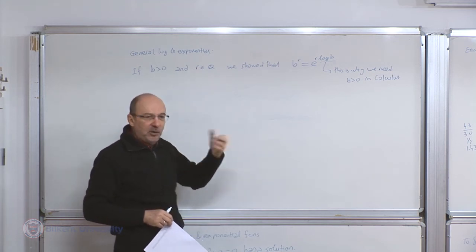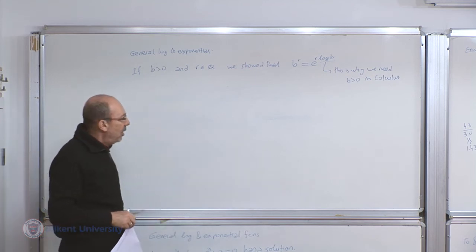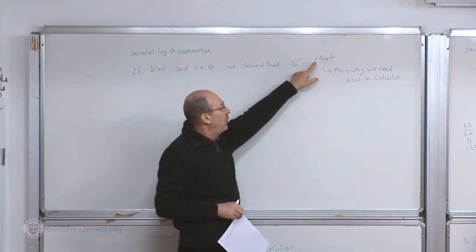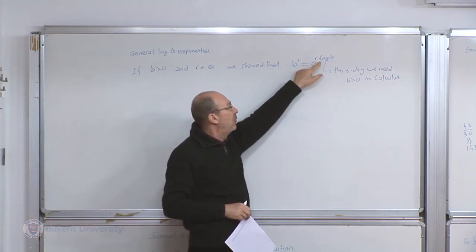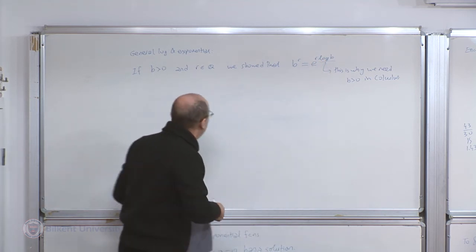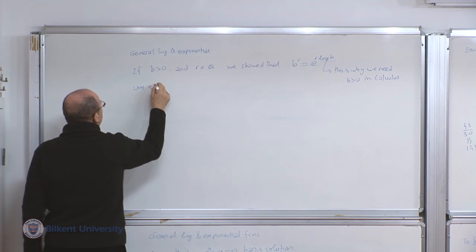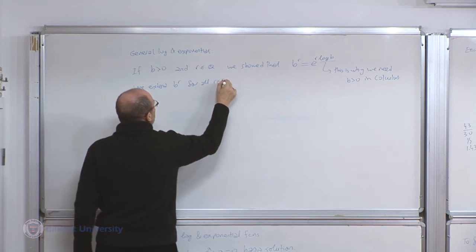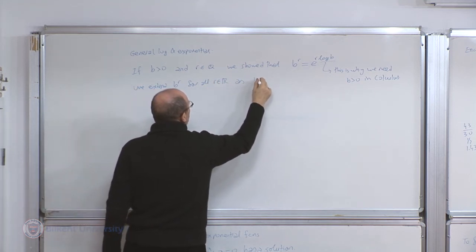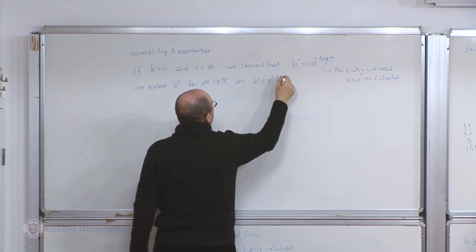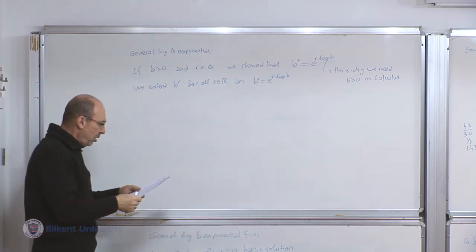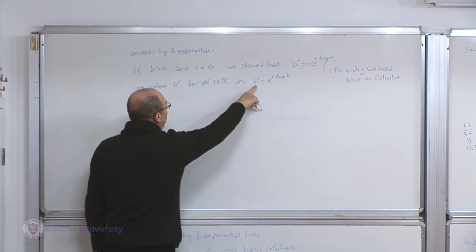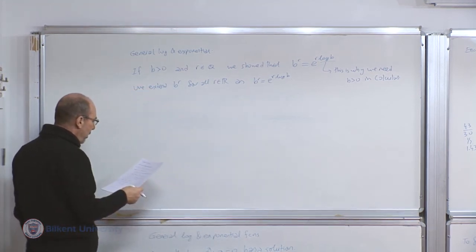Since the exponential function now accepts all real numbers, there's no reason to check whether this is rational or not, because this is not going to be rational anyway. So we extend b to the r for all r in the reals as b to the r equals e to the r log b. We call this now the exponential with respect to the base b.